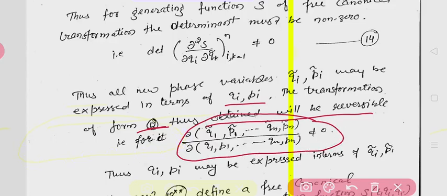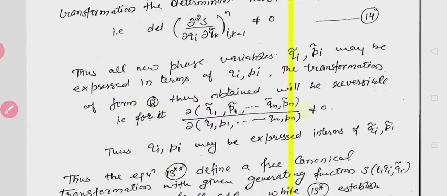Okay, now the transformation will be reversible when this is non-zero. So if this is reversible, that means qi tilde is expressed in terms of qi's and pi's. In the reverse way, you can say that qi's and pi's are expressed in the form of qi tilde and pi tilde. Okay, that may be expressed in this form.